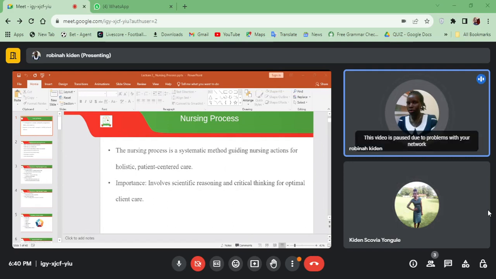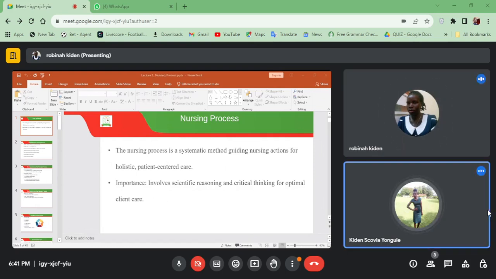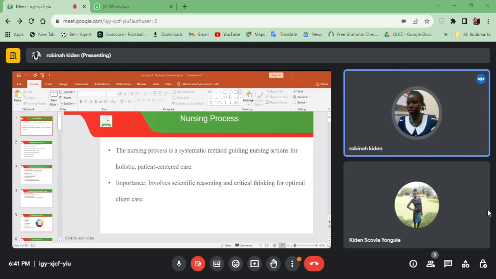Guiding nursing actions for holistic patient-centered care. Like previously we said, you may have two to three people suffering from malaria, but they will respond differently. Their bodies will respond differently to the infection. Others will have diarrhea, others severe headache, others will have abdominal pain. So the nursing care that we give to these patients is determined by how their bodies have responded to the infection. And that's why we call it patient-centered care.